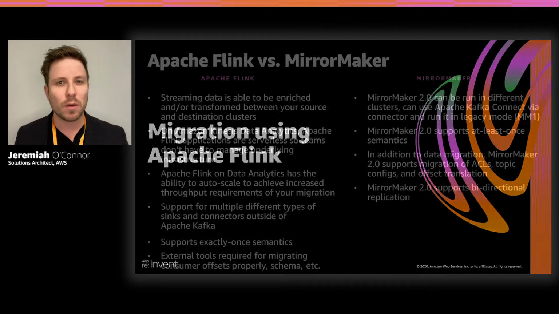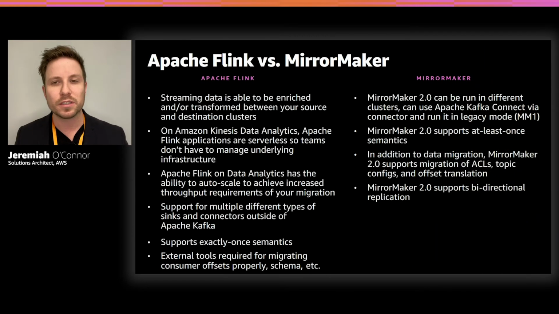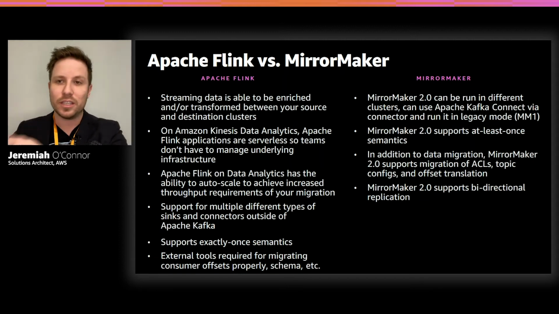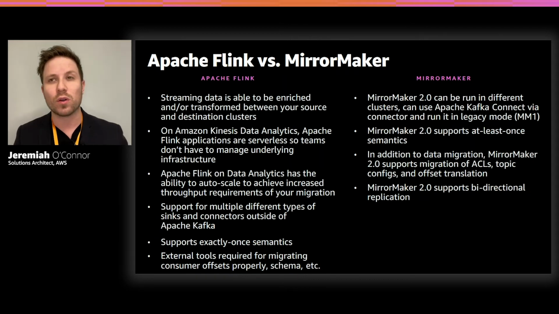Priya just talked about MirrorMaker 2 and some of the features it offers. I want to talk about what makes Apache Flink different. Apache Flink, again, is a streaming data platform used to enrich data from the time it's pulled in from a stream to the time it produces data somewhere else. This is very powerful if you have a workload where your on-premise or default Kafka cluster has data that needs to be changed before you ingest it into your destination cluster.